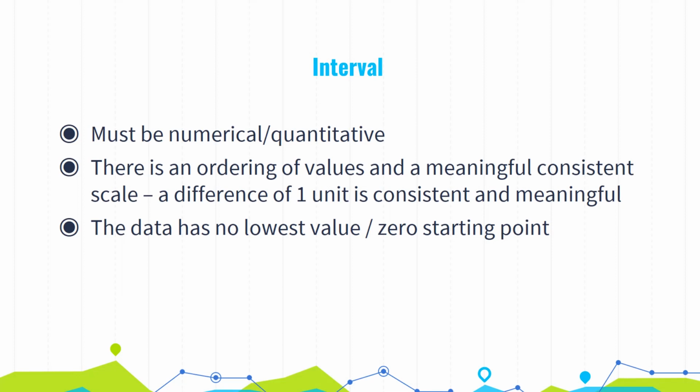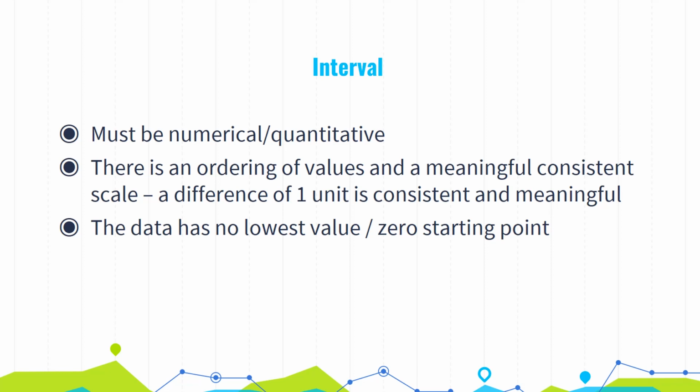And once we have a consistent scale, then we've got interval data. And we now have to have numerical. It has to be numbers. So now we can see how much difference there is between this value and that, and that difference has a consistent and meaningful interpretation. All right. So temperature is a good example of interval, because the difference of 1 degree is 1 degree.